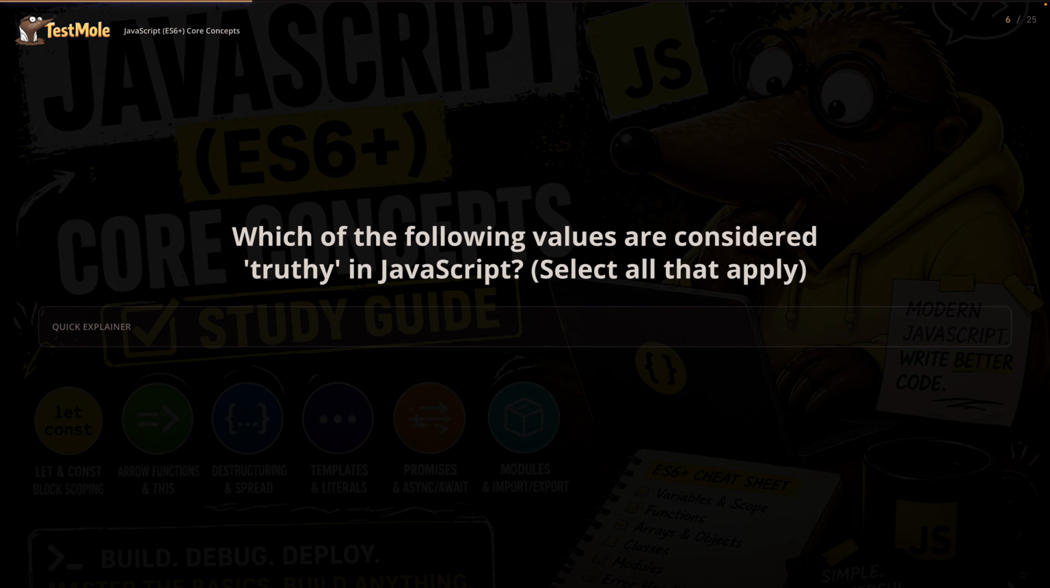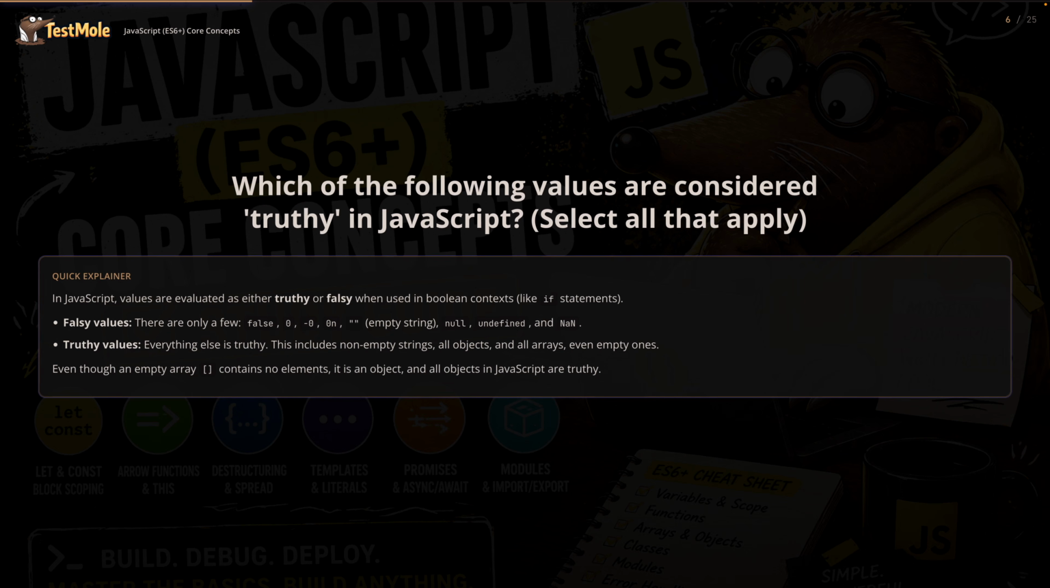Which of the following values are considered truthy in JavaScript? Select all that apply. In JavaScript, values are evaluated as either truthy or falsy when used in Boolean contexts, like if statements. Falsy values: there are only a few: false, 0, -0, 0n, empty string, null, undefined, and NaN. Truthy values: everything else is truthy. This includes non-empty strings, all objects, and all arrays, even empty ones. Even though an empty array contains no elements, it is an object, and all objects in JavaScript are truthy.